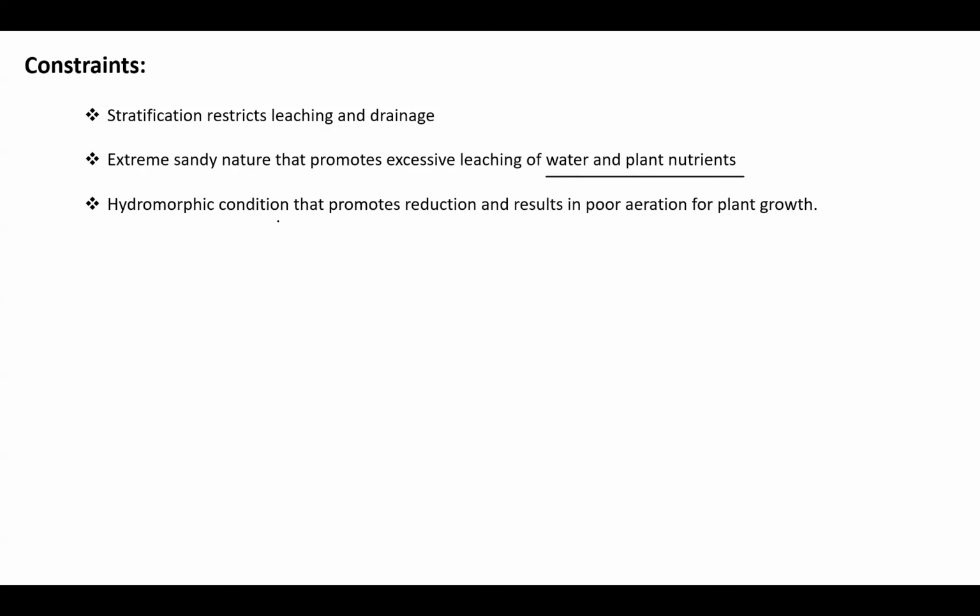This is followed by hydromorphic conditions, because there is a good supply of water. What we can see is a reduction of nutrients, and we can face a problem called poor aeration for plant growth. So this is one slight demerit of this type of alluvial soils.